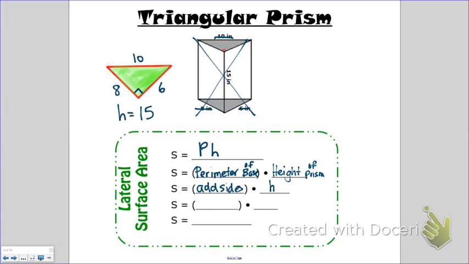The next step is to write down what those sides are. So I have 6 plus 8 plus 10, and the height that we wrote down was 15. My 6 plus 8 plus 10 equals 24. 24 times 15 equals 360 square inches, which is our final answer.